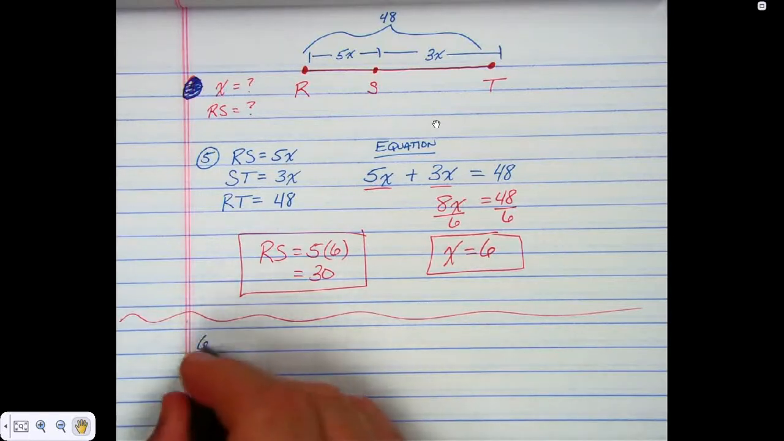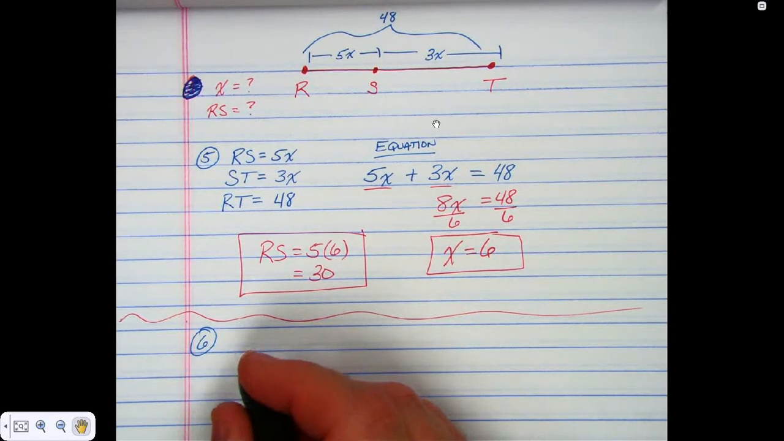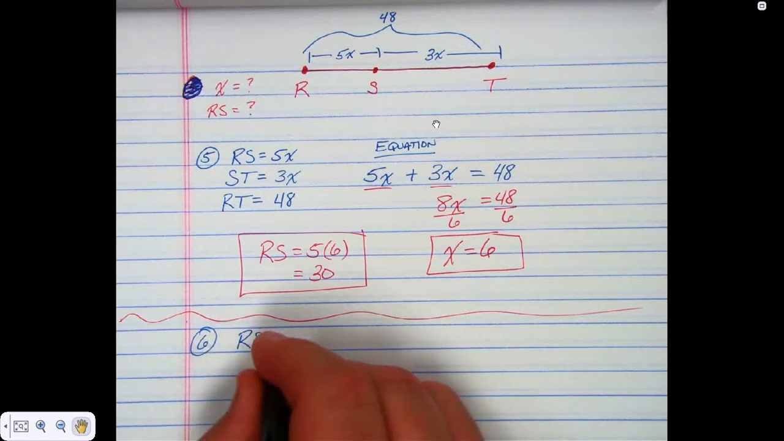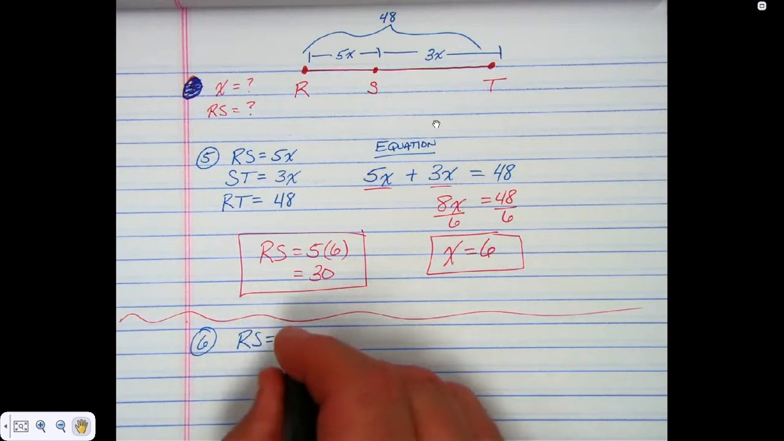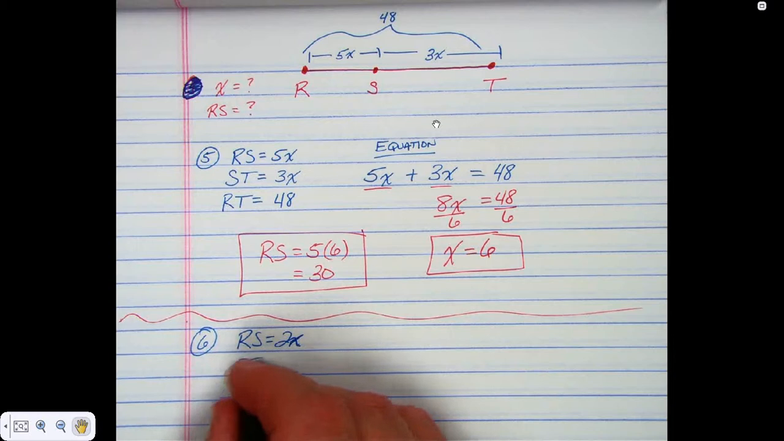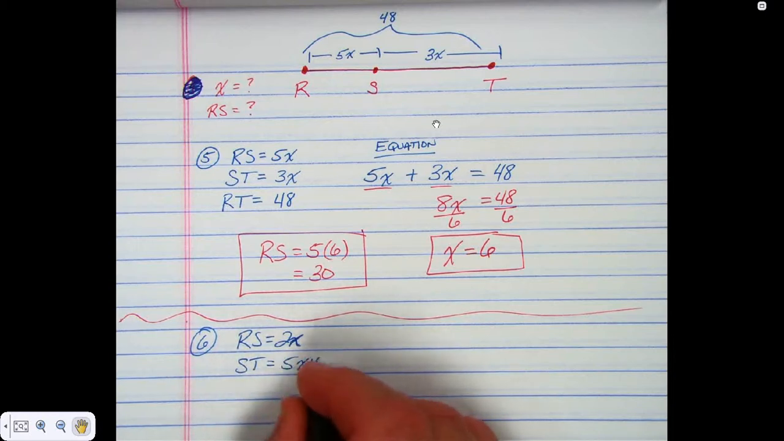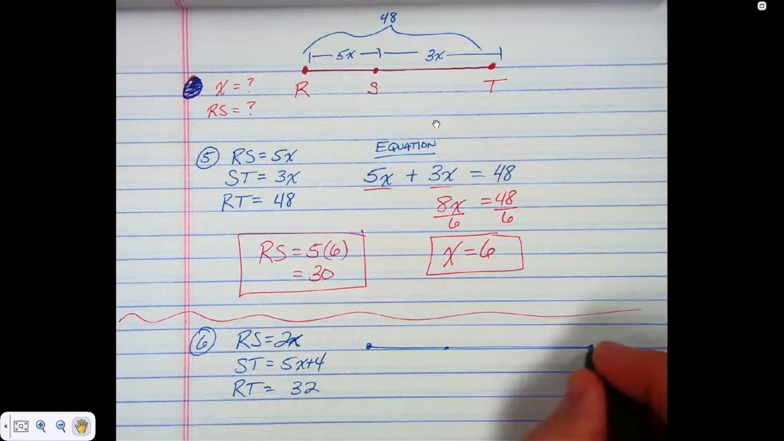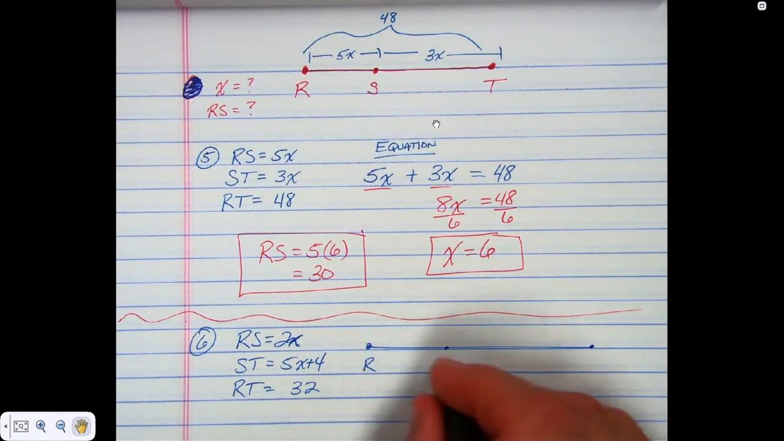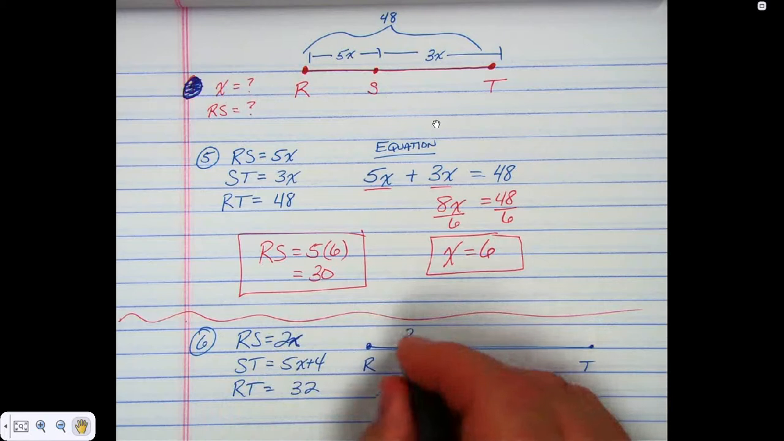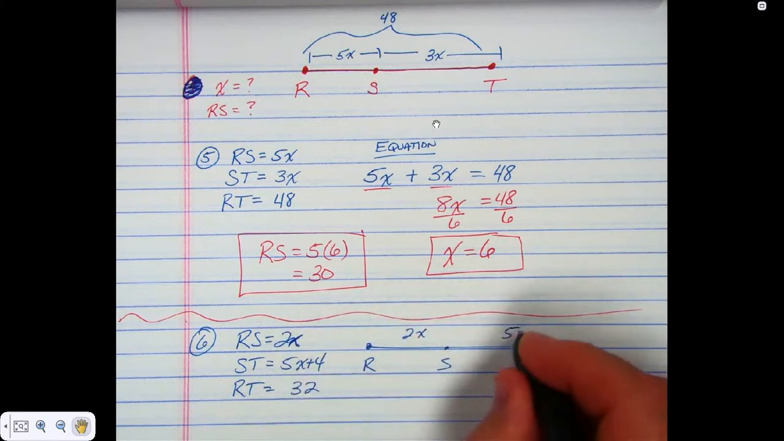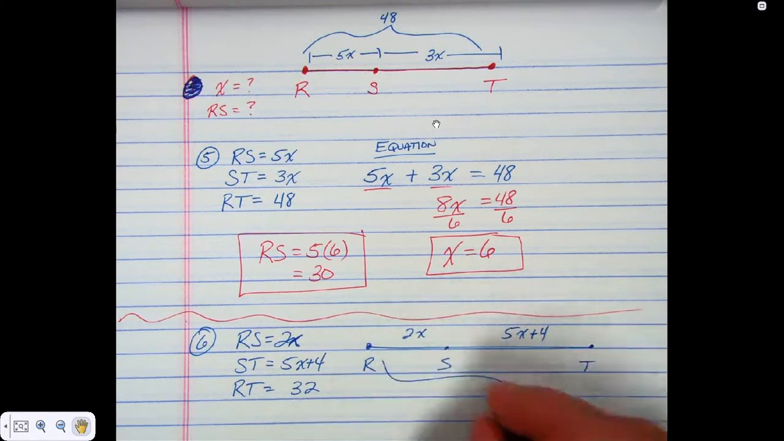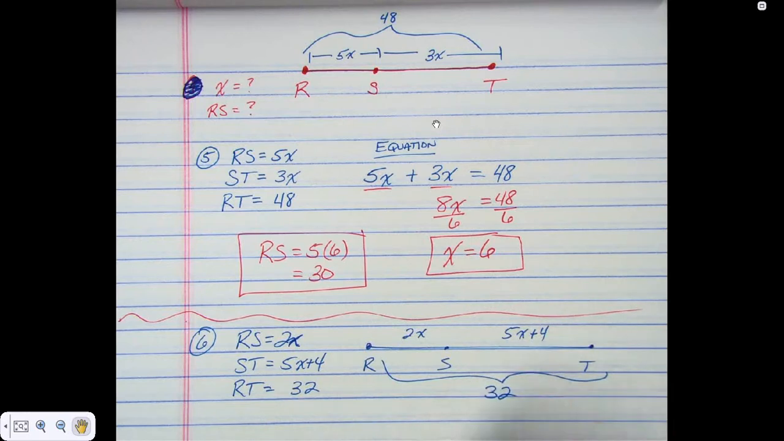Let's do number 6. RS is equal to 2x, right? ST is equal to 5x plus 4. RT is equal to 32. Same situation. Shouldn't be hard to write the picture down. RS, 2x. ST, 5x plus 4. What's the whole thing? 32.